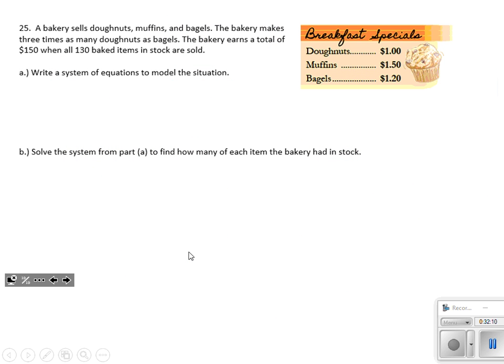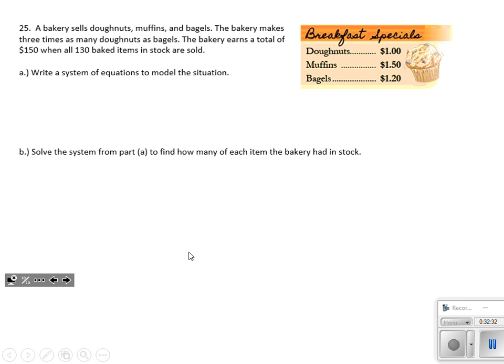Okay, and finally, a word problem. Systems of equations, very useful in solving conundrums like this. A bakery sells donuts, muffins, and bagels. The bakery makes 3 times as many donuts as bagels. The bakery earns a total of $150 when all 130 baked items in stock are sold. And we have their little menu off to the side as well.